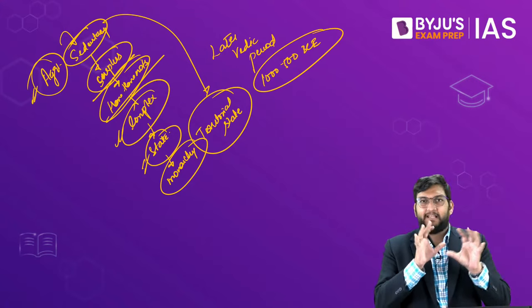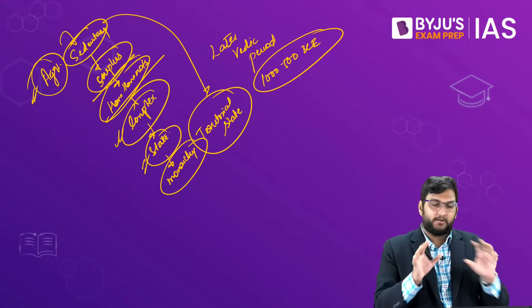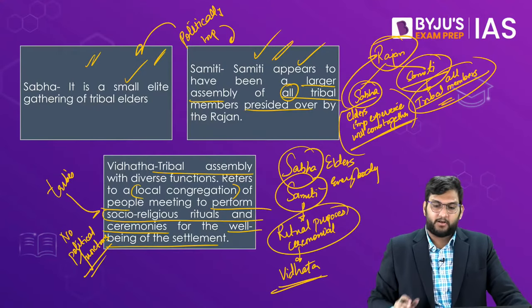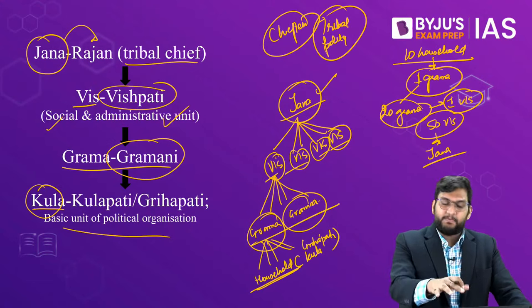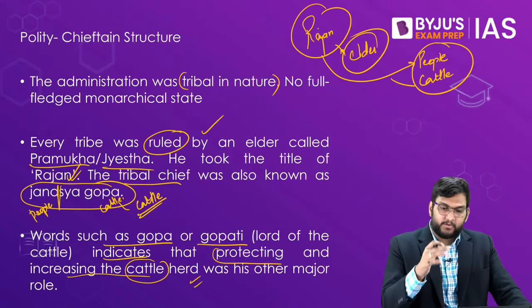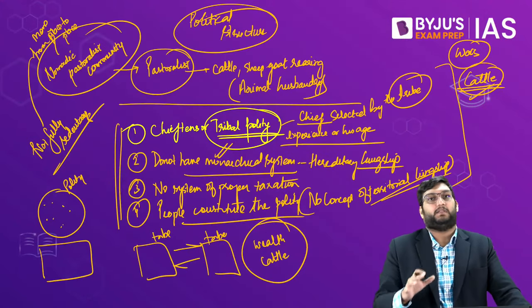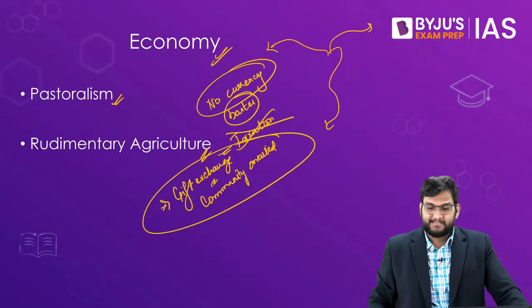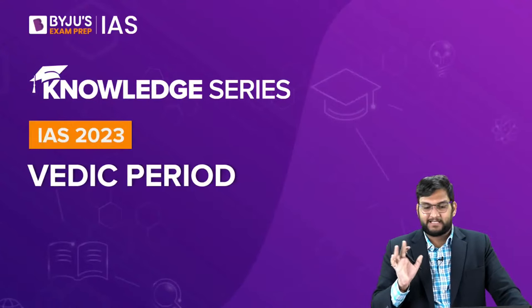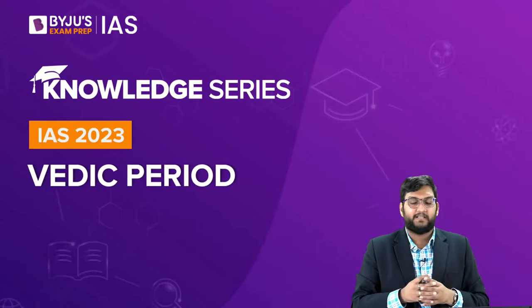But this is, I think, enough to give you a very good understanding of what we call Sabha, Samiti, Vidhata, the basic tribal polity, and what we call the early Vedic period. So with this, I'll take questions, but basically, more or less, everything is sorted.